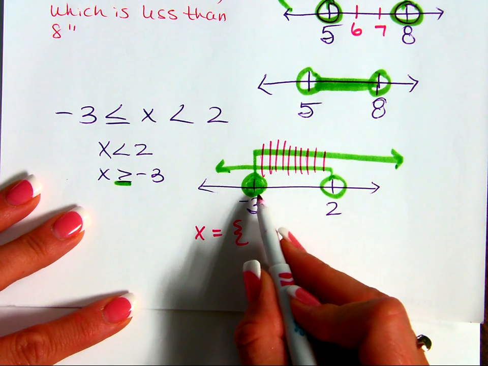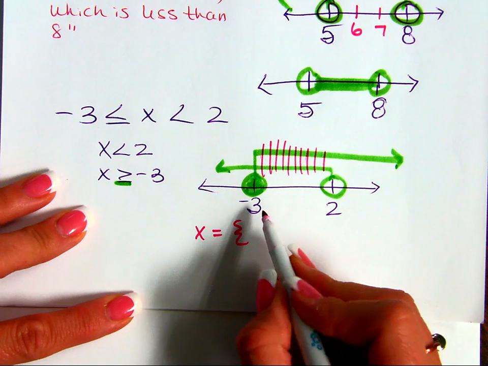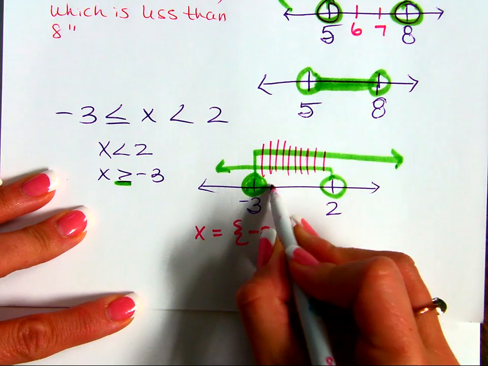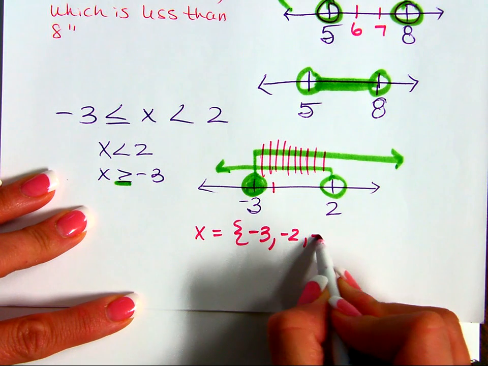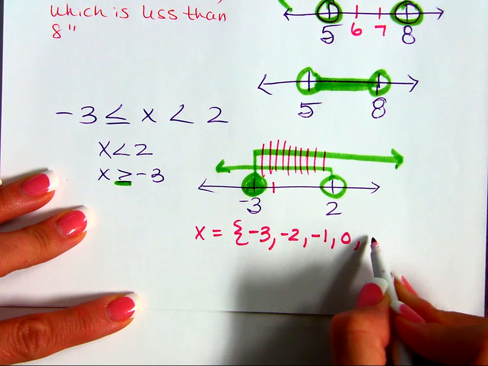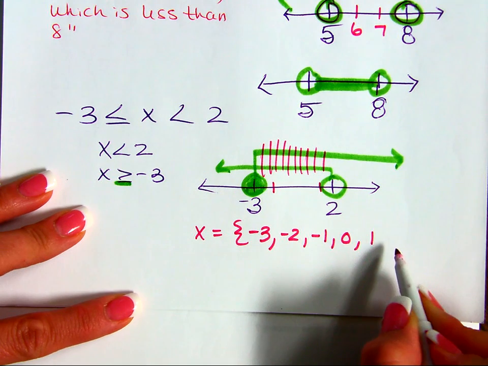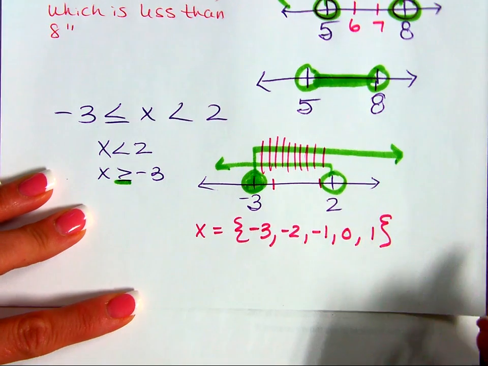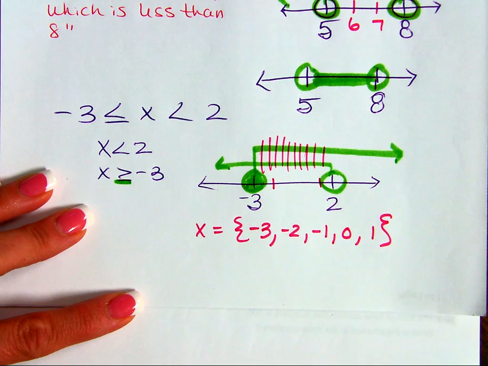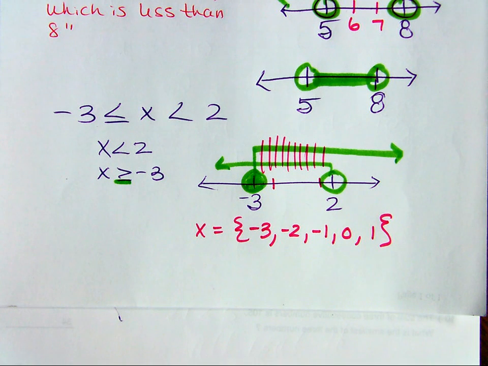What's the first number that can be included, Nasser, in my solution? -3. And then what? -2, -1, 0, 1. Can 2 be included in it? No. No dot, dot, dot. I have 1, 2, 3, 4, 5 numbers in my solution set. Are you good with that?